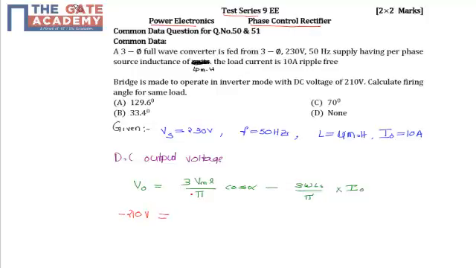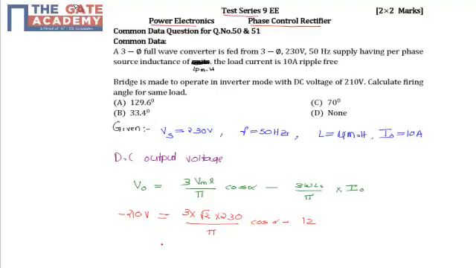That is equal to V_m cos alpha minus, and we have to find the firing angle alpha. We know the value of omega Ls, that is 2 pi f into Ls by pi into I naught. That complete value we calculated in the previous question, that is 12. Then 3 into Vm, which is root 2 times the supply voltage, divided by pi, cos alpha minus 12.